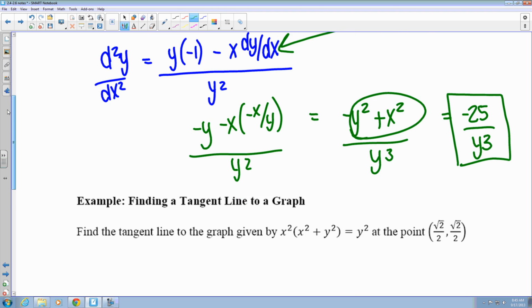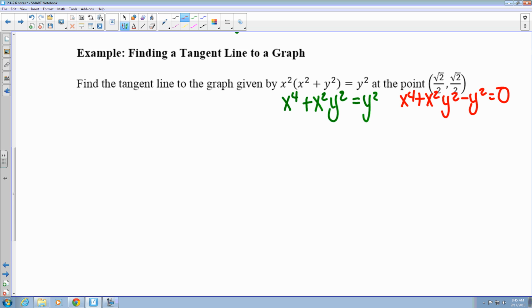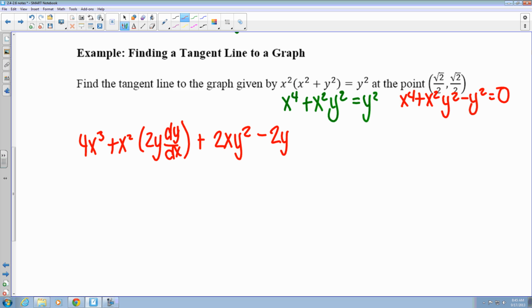And last thing we're going to do is find a tangent line to a graph. So we have to take the implicit differentiation of this. It's going to be easiest to distribute this through. And then take the derivative. Or if you'd like to get everything on one side, that might be easiest too. Okay, now I'll take the derivative. 4x cubed plus x squared times 2y dy dx plus 2x y squared minus 2y dy dx equals 0.